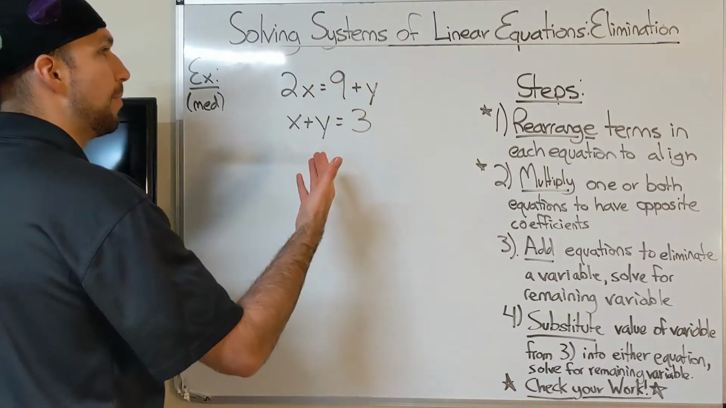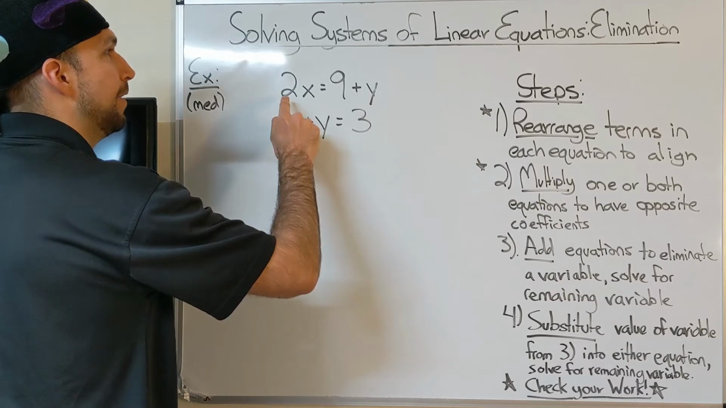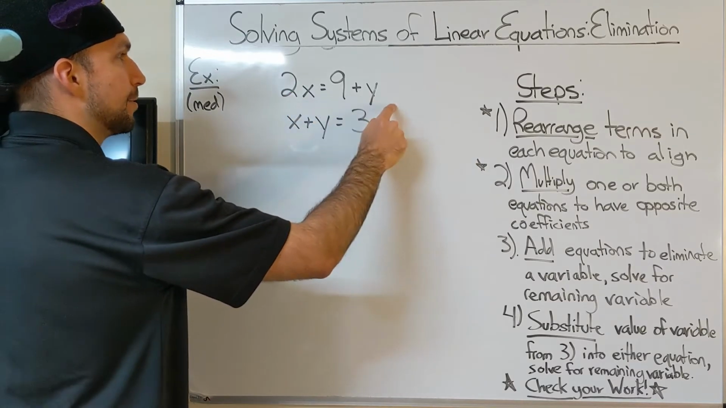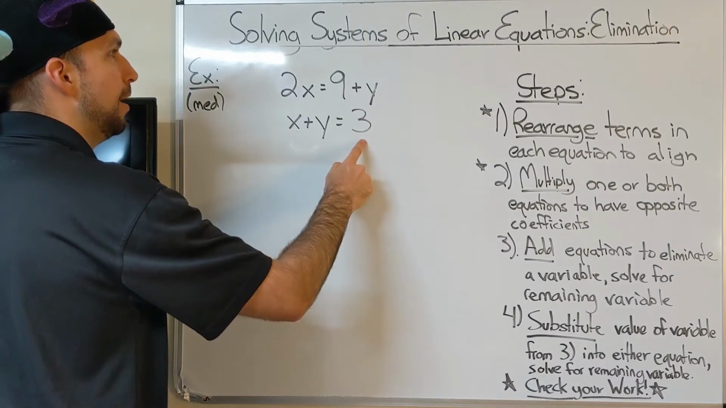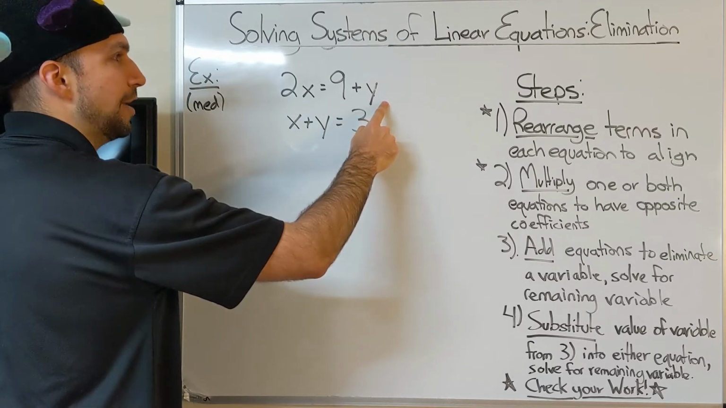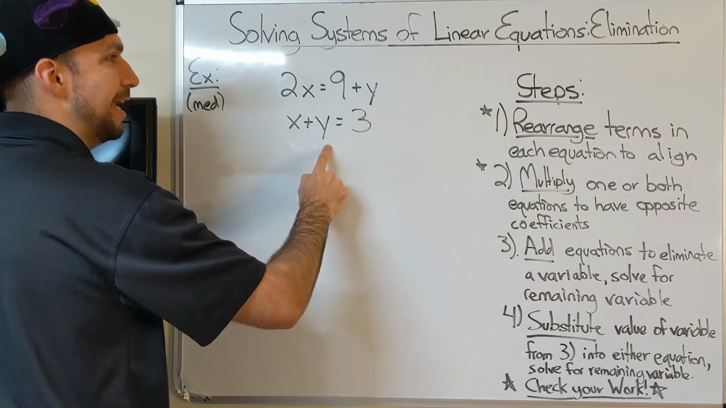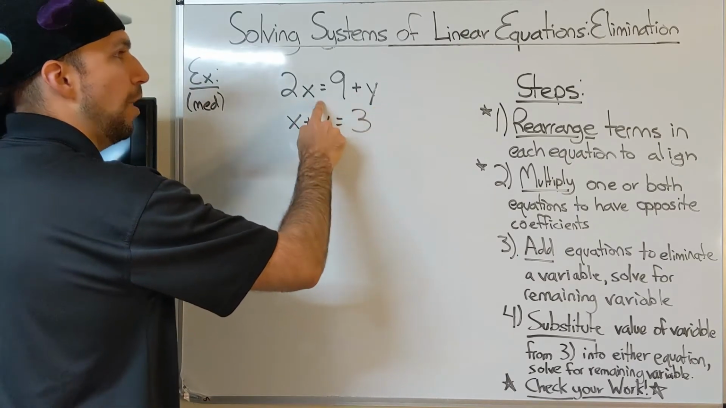So looking at this problem, in step one we want to rearrange the terms so we have the terms in the same order: x's, y's, numbers. So in the second equation we have x's, y's, numbers. But notice in the first equation our y is on the wrong side of the equation. So we need to make sure that this equation is in the same order as the second equation, in that we want both x and y on the left.